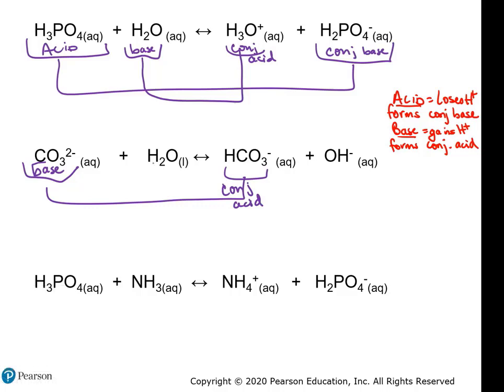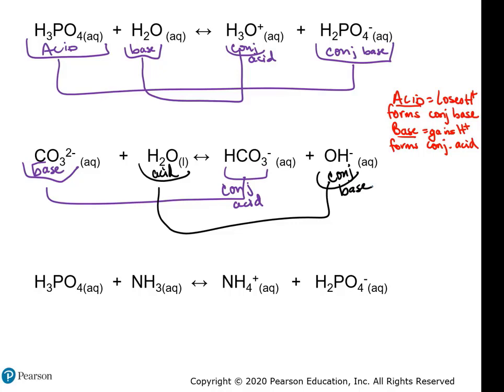Then looking at the other two, H2O becomes OH minus. So what happens to H2O? It loses its hydrogen, right? Goes from having two hydrogens to only one. So that means it's an acid. So then on the product side, its pair is the conjugate base, because it'll gain the hydrogen back in the reverse reaction.